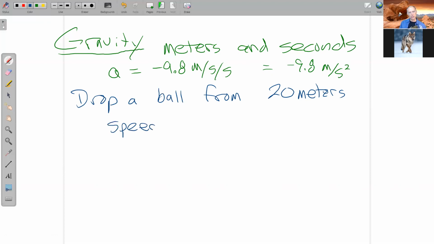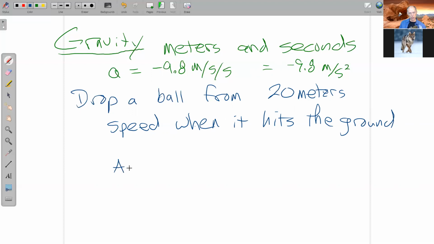speed when it hits the ground. And I want to look at its average velocity over the fall. Let's call it average speed over fall. So the speed when it hits the ground, that's the instantaneous velocity, right? Bang, it hits the ground, that's an instant.